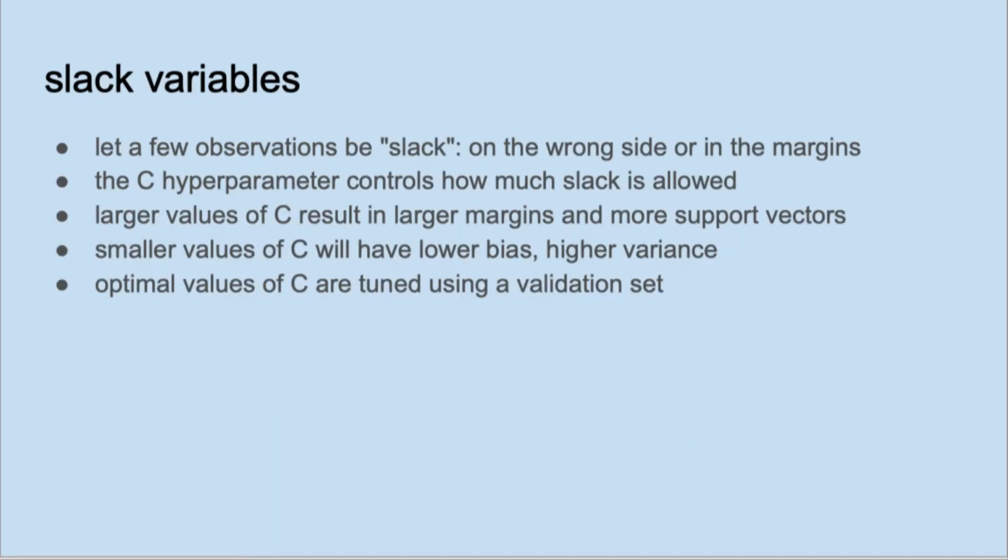An important concept is slack variables. The idea is to let a few observations be on the wrong side of the margin, or within the margins. A C hyperparameter will control how much slack is allowed. Larger C values will result in larger margins and more support vectors. Smaller values of C will have lower bias but higher variance. Optimal values of C are tuned using a validation set.